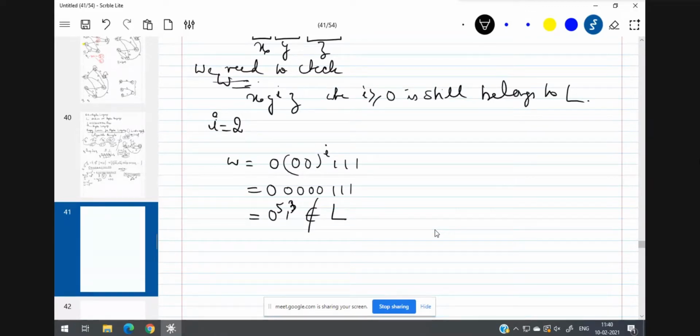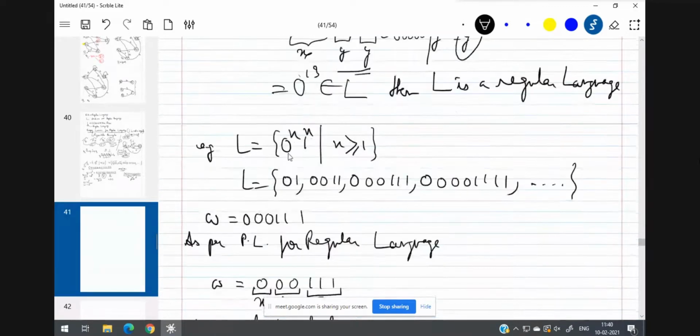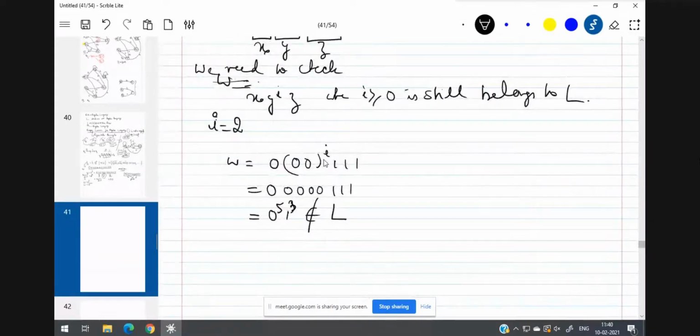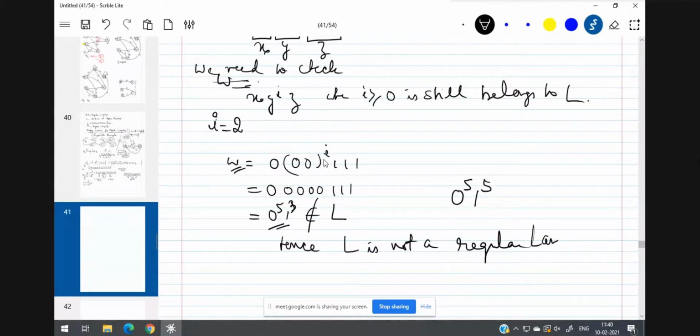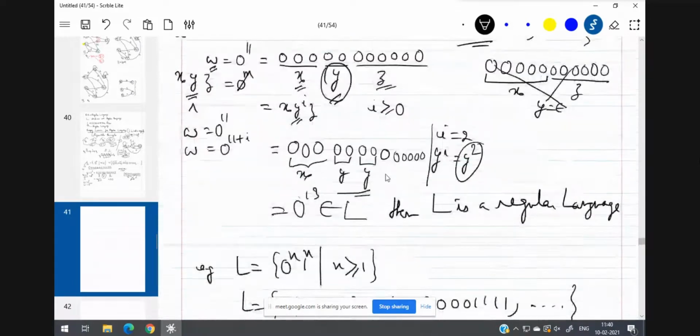Why? Because the language provided to us is, if the number of 0s is 5, the number of 1s should be of the same value. But after pumping in, after increasing the length of W by i times, this does not belong to the given language L. So hence L is not a regular language. This is the explanation for the pumping lemma for regular language.